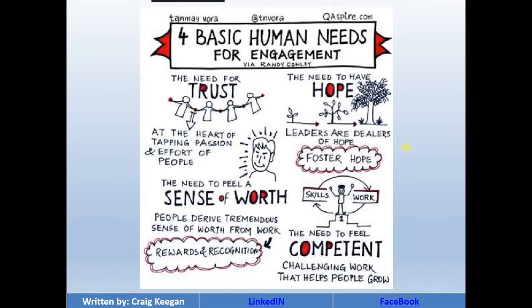Again, this is a bit of a busy slide, but the 4 basic human needs for engagement by Randy Connolly. Look him up, website top right. This is all about how to keep your staff involved. Be the leader. How do you keep your staff involved? How do you keep them focused? How to make them more productive by giving them skills, producing better work, being the leader, giving them a sense of worth, making them feel competent and challenged as well.